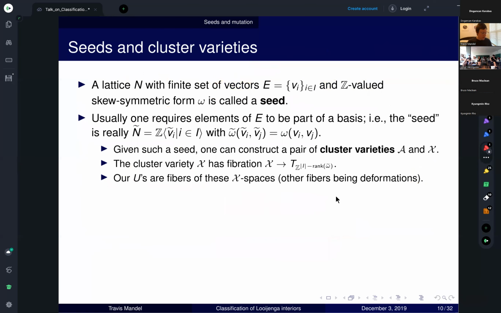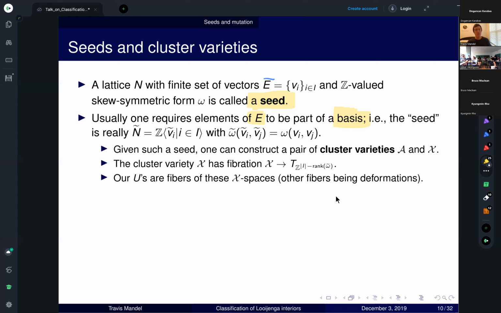So now the data: a lattice N with this finite set of vectors E, which I called E bar in the previous slide, and an integer valued skew symmetric form omega. This is some version of what people might call a seed in cluster algebra theory. Typically, one would also require that these elements E form part of a basis. I just allowed any set of elements, and in fact, any multi-set of primitive elements.